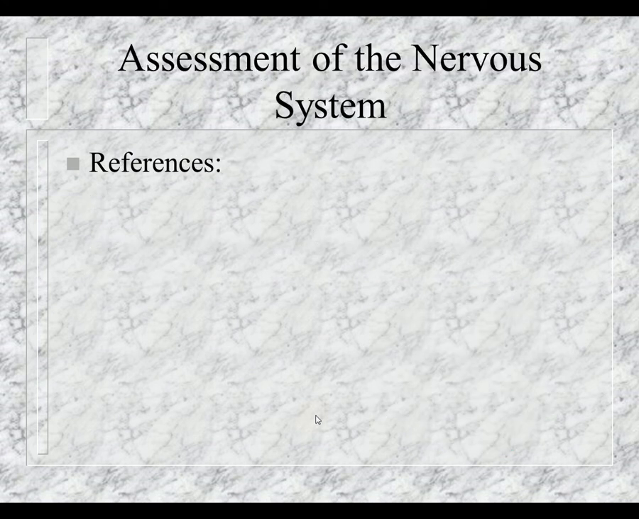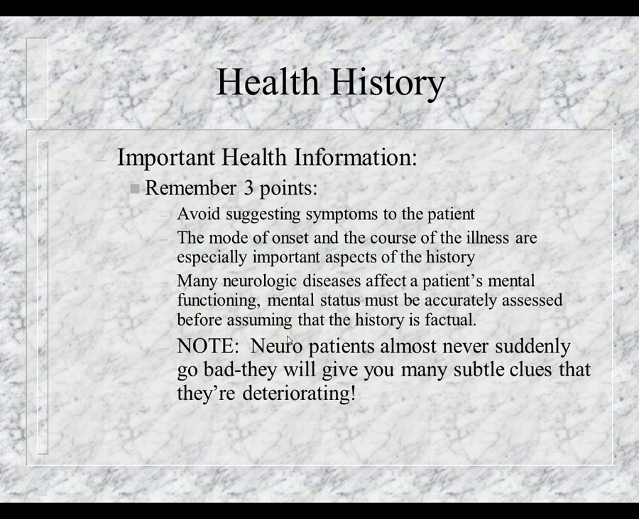As far as assessment of the nervous system, you want to make sure that you look at the book and read over a little bit of that in the chapter, but I'm going to hit some high points here that will help you if you're ever taking care of a neuro patient. Health history. Important health information. You need to remember 3 points. Avoid suggesting symptoms to a patient, because once you do that, then that patient thinks, oh, but well, maybe I do have that kind of pain. Yes, it is dull now that you mentioned it. Let them tell you what's going on.